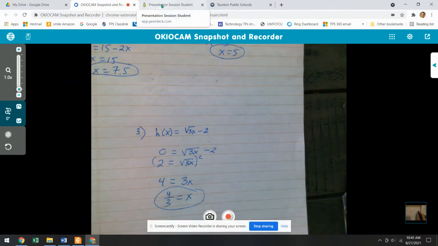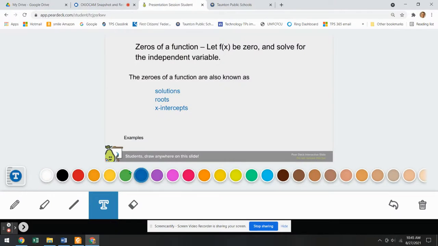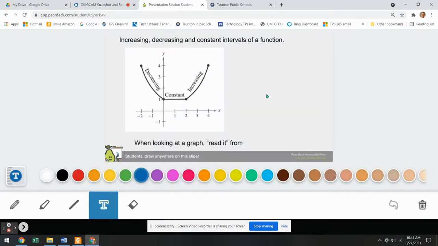Okay, so that shouldn't feel super new. It should be something that you've done before in Algebra 1 and Algebra 2. Okay, let's see what else we have here. This is a great graphic. I like this. Increasing, decreasing, and constant intervals of a function. This is just some new vocabulary words, although you should have seen it technically in Algebra 2.